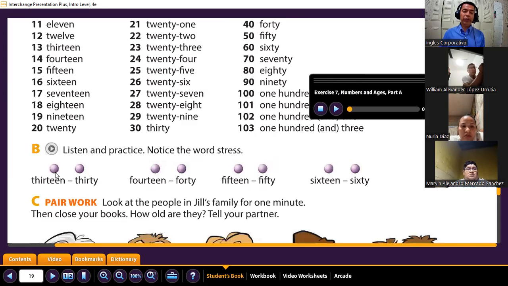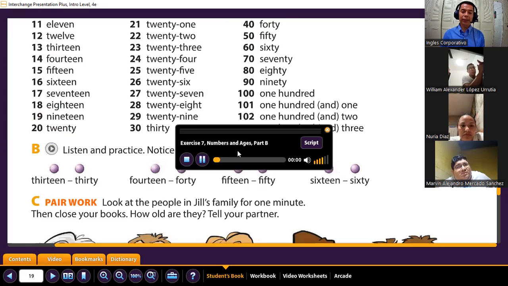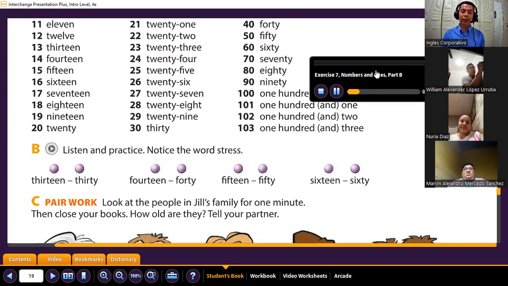Okay. Very good. Now, let's continue. Notice the difference between 13 and 30, right? 14 and 40, 15 and 50, and 16 and 60. Listen, please. Page 19, Exercise 7, Part B. Listen and practice. Notice the word stress.